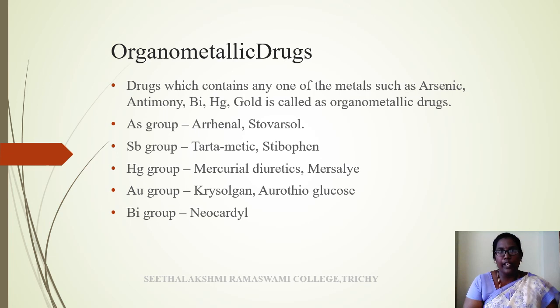Next one is the organometallic drugs. Drugs which contain any one of the metals such as arsenic, antimony, bismuth, Hg or gold are called organometallic drugs. Examples of these types of drugs are given below. If it contains As group, the drugs are arsenal and stovarsol; Sb group drugs, tartar emetic and stibophen; Hg group organometallic drugs or mercurial diuretics, mersalyl; Au containing organometallic drugs, crisalgan, aurothioglucose; and the last one, bismuth containing organometallic drug, is neocardryl.